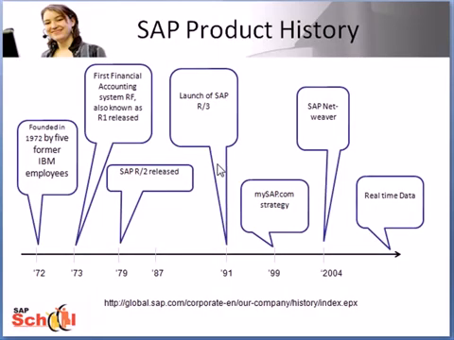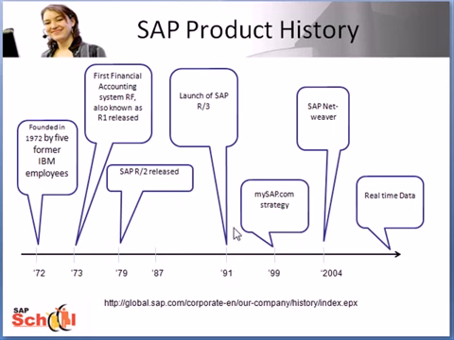A quick history of the company and the products. SAP started in '72 and was founded by 5 former IBM employees. Just 1 year later, it released the first accounting software that was called the RF software, which subsequently came to be known as the R1 release. In '79, it released the R2 system, which was a result of new hardware and software provided by IBM.